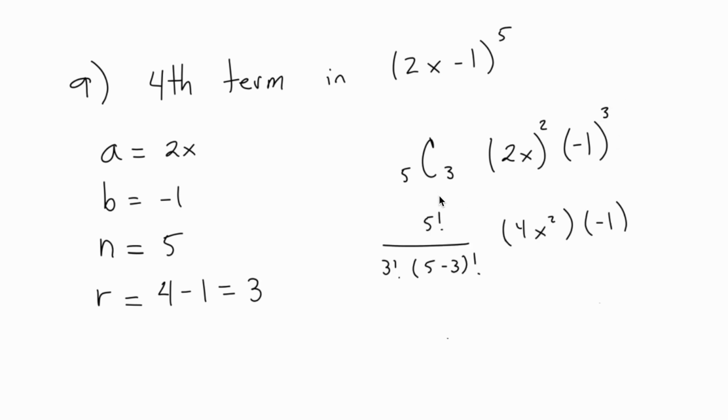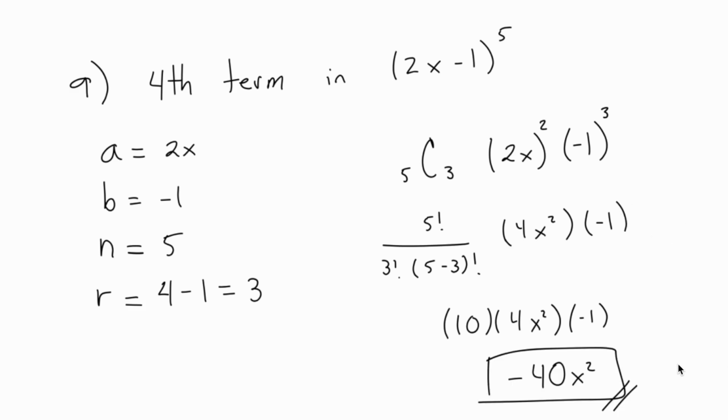Okay, so 5 choose 3 is 5 factorial over 3 factorial times 5 minus 3 factorial. What is (2x) squared? It is 2 squared, so 4, and x squared. And (minus 1) cubed is minus 1 times minus 1 times minus 1, so minus 1. Grab your calculator, find this number, that is 10. So this is 10 times 4x squared times minus 1, and now you multiply, and that is your final answer. So the fourth term is minus 40x squared.